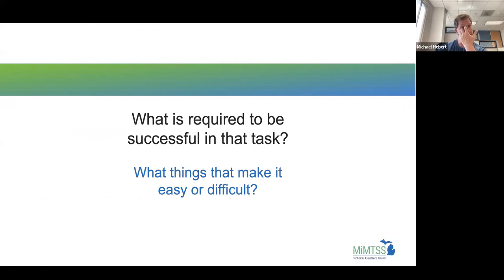So what would you need in order to be successful in this task? Let's flip it a little bit. I think I can guess a couple of things, but what could be helpful if I was going to ask you to do this again? What could help you be more successful, for those of you who didn't know a lot?